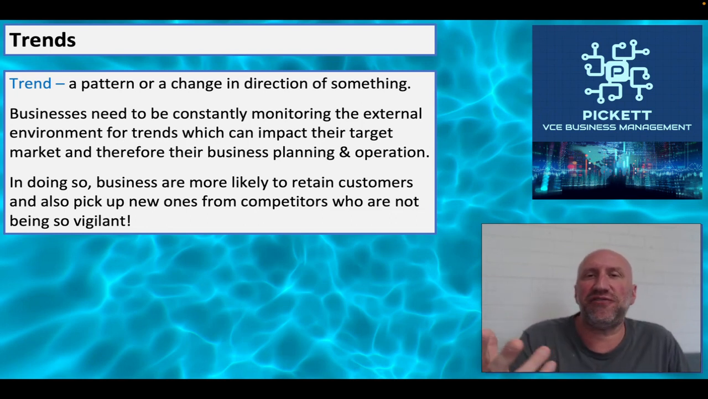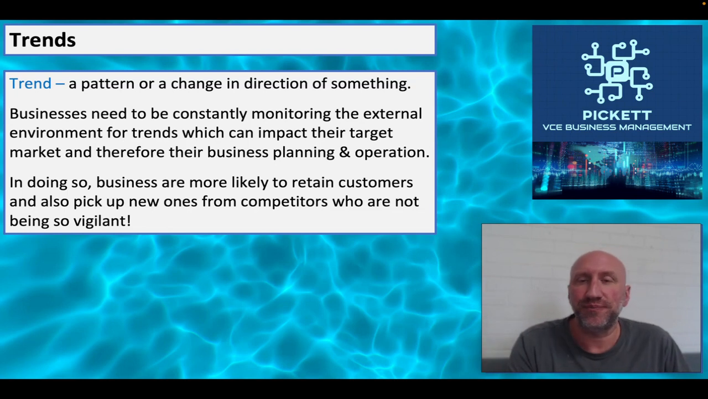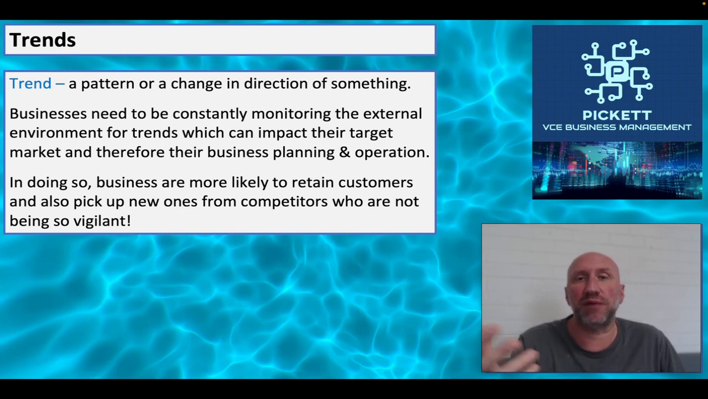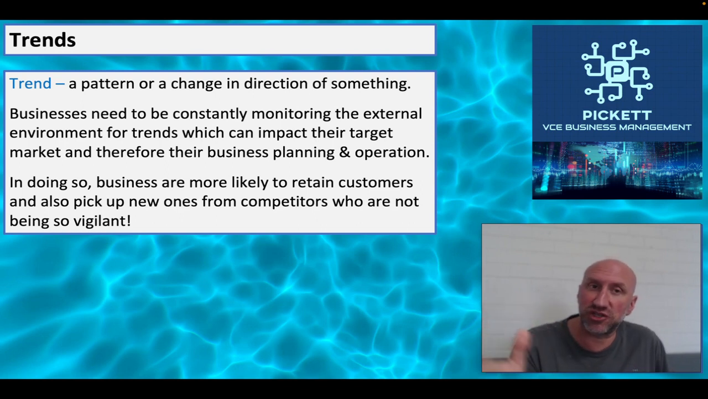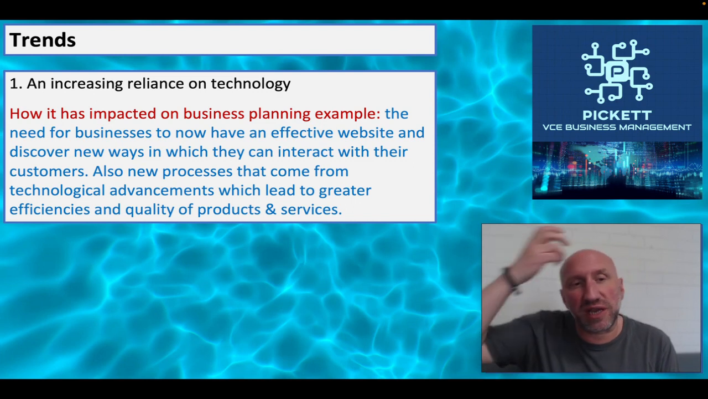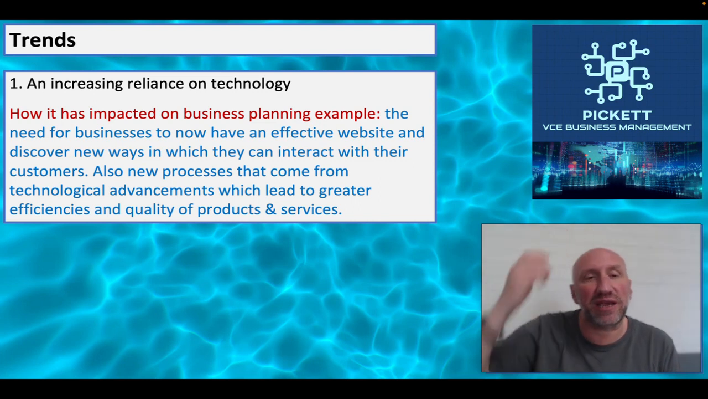So if businesses are able to pick up on trends, then they're more likely to retain the customers that they have and also pick up new ones from competitors who are maybe not noticing and changing their business to go along with these trends. So an example here might be an increasing reliance on technology. How technology impacts business is huge.